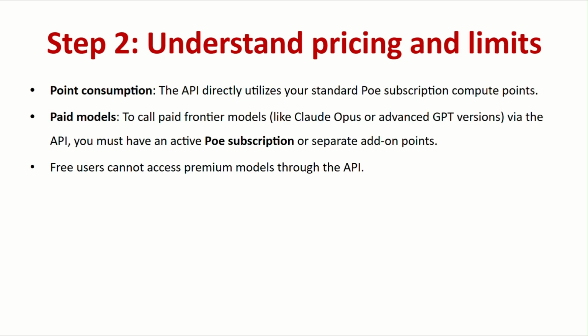Step 2. Understand pricing and limits. Point consumption. The API directly utilizes your standard Poe subscription compute points. Paid models. To call paid frontier models like Claude Opus or advanced GPT versions via the API, you must have an active Poe subscription or separate add-on points. Free users cannot access premium models through the API.